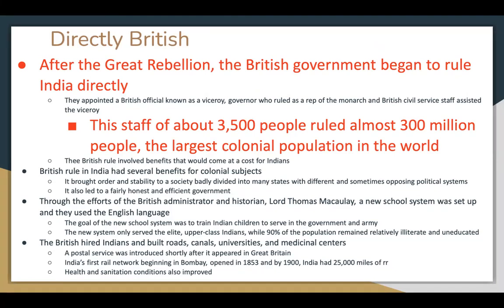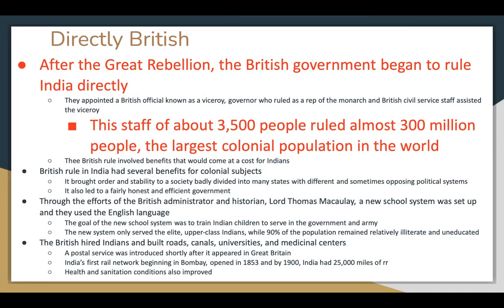British rule involved benefits, but it would come at a cost for the Indians. British rule in India had several benefits for its colonial subjects. It brought order and stability to a society badly divided into many states with different and sometimes opposing political systems. It also led to a fairly honest and efficient government. There's that E word, efficiency, from the Industrial Revolution. Through the efforts of the British administrator and historian Lord Thomas Macaulay, a new school system was set up and they used the English language.